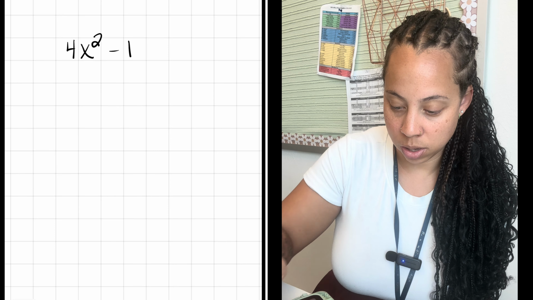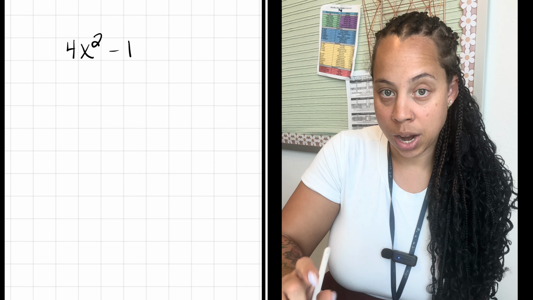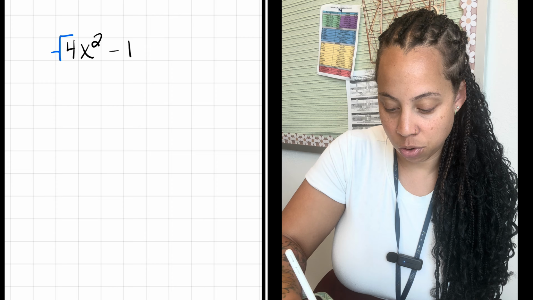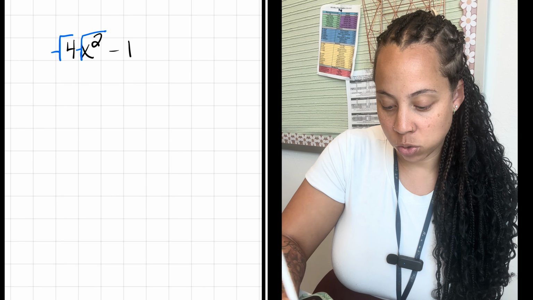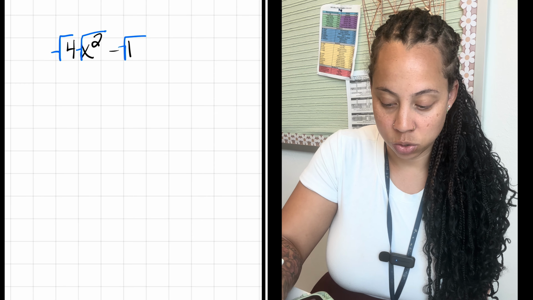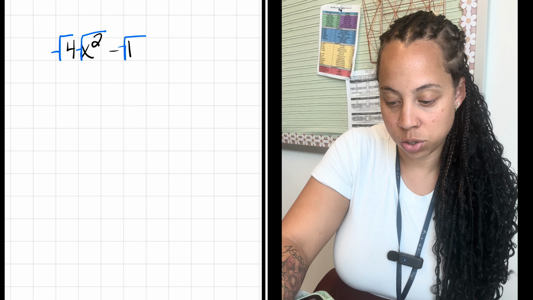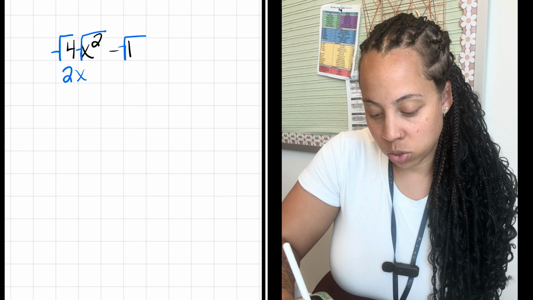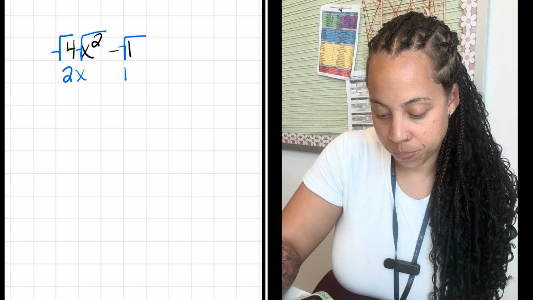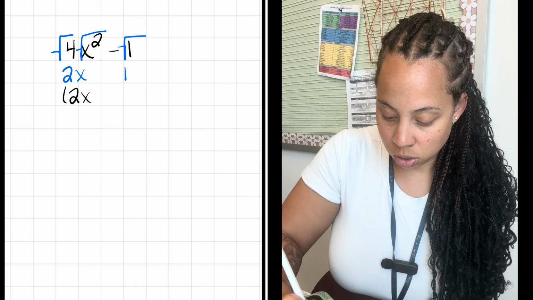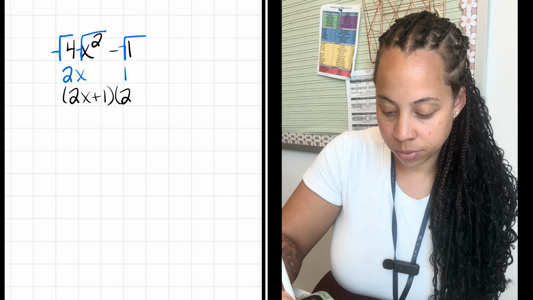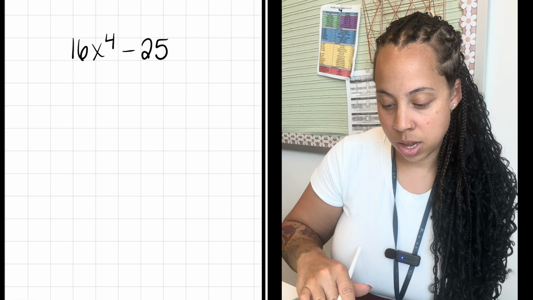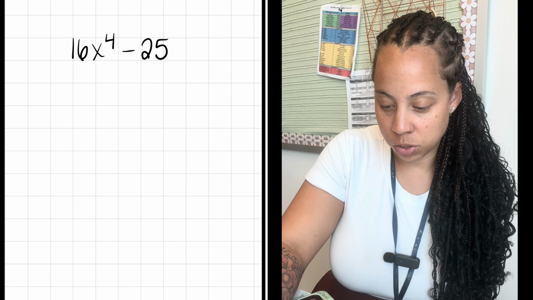On the next one, when I have a coefficient and a variable, I like to put a square root over both of them. So I have the square root of 4, the square root of x squared, and the square root of 1. The square root of 4 is 2, 2 times 2 is 4, and the square root of x squared is x. So we have 2x and 1. So our two parentheses are 2x plus 1, 2x minus 1.